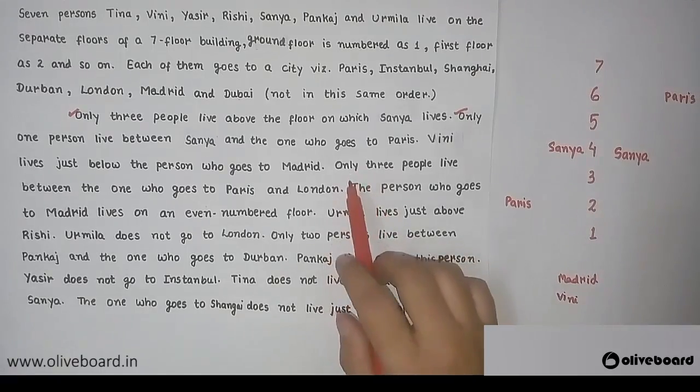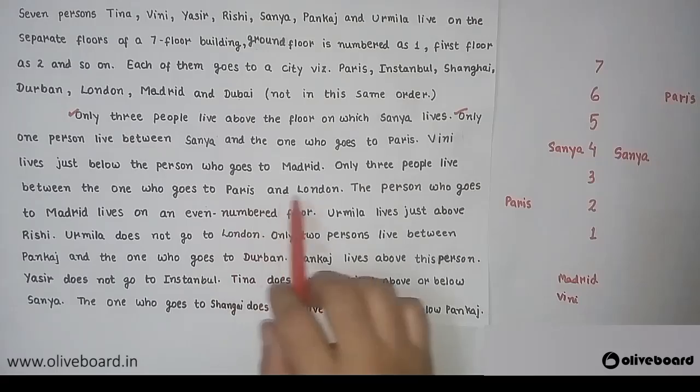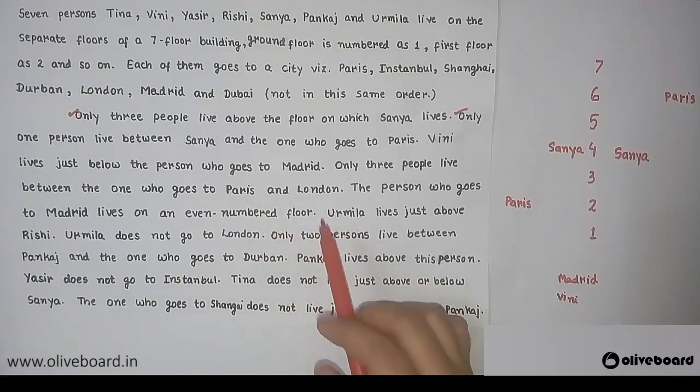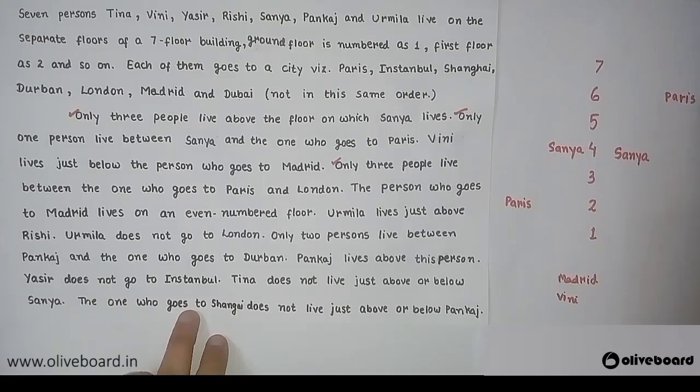Now the next statement says that only 3 people live between the one who goes to Paris and London. Okay, so students, since we already know where the person who lives in Paris lives, we can also make the person who lives in London sit somewhere here. So basically if the person of Paris lives here, so 1 floor, 2 floor, 3 floor. So in this arrangement the person who lives on floor 2 will live in London.